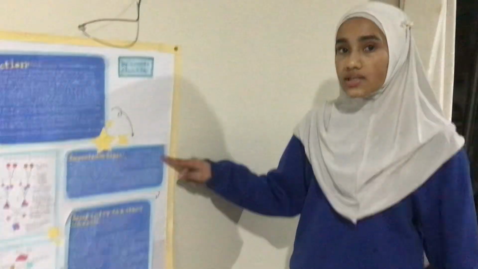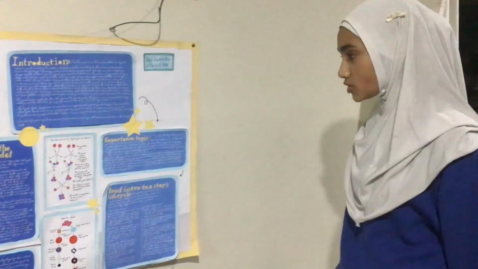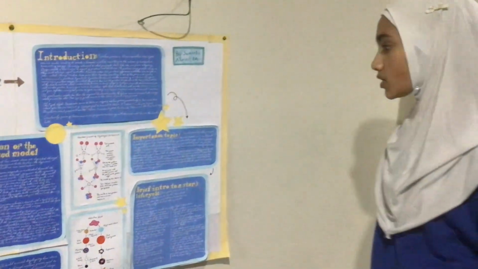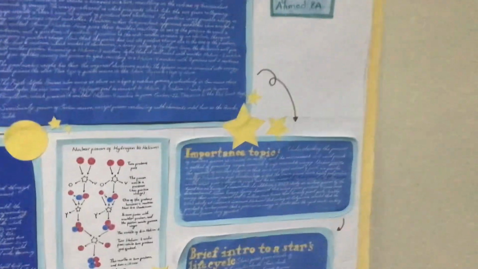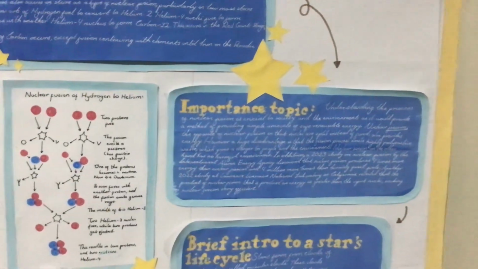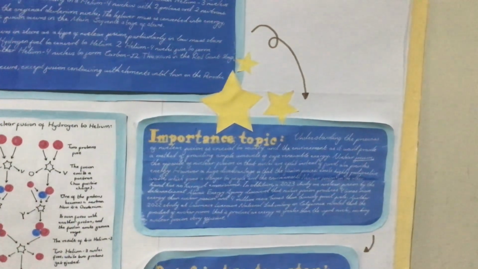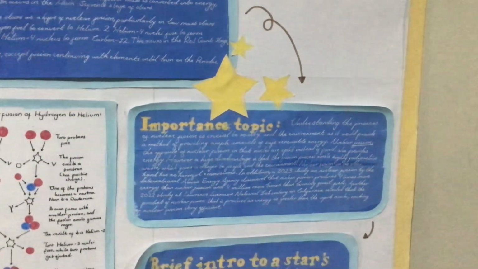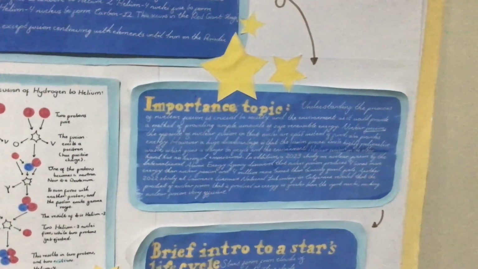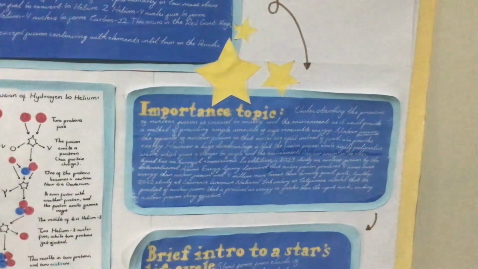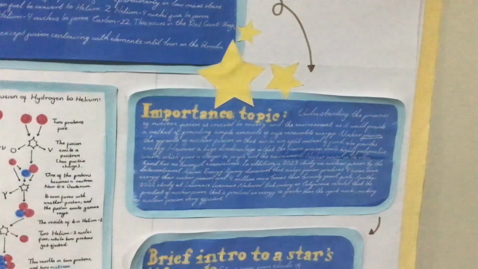Now, what is the importance of the topic? Understanding the process of nuclear fusion is crucial to society and the environment, as it would provide a method of providing ample amounts of safe, renewable energy. Nuclear fission, the opposite of nuclear fusion in that nuclei are split instead of fused, also provides energy. However, a huge disadvantage is that the fission process emits highly radioactive waste, which poses a danger to people and the environment. Nuclear fusion, on the other hand, has no harmful emissions.